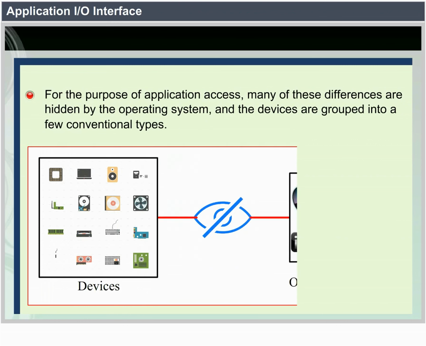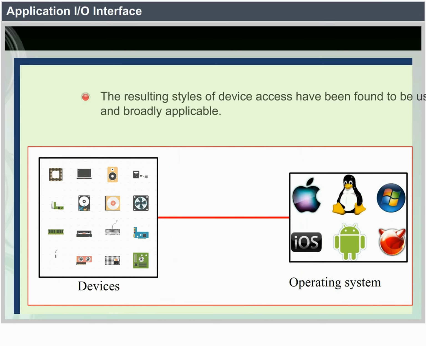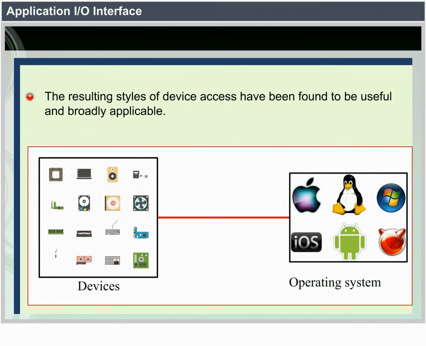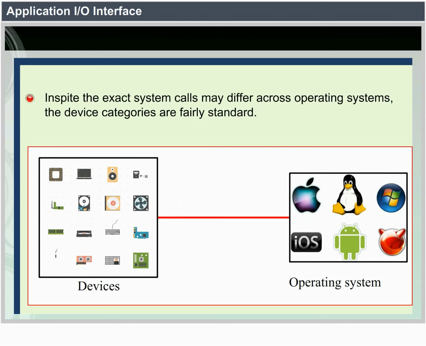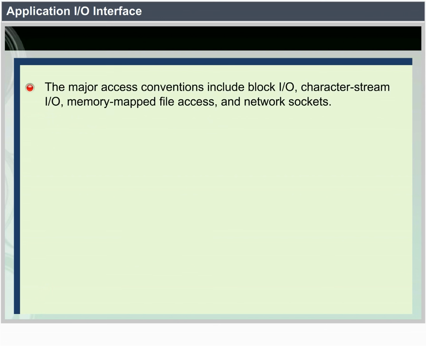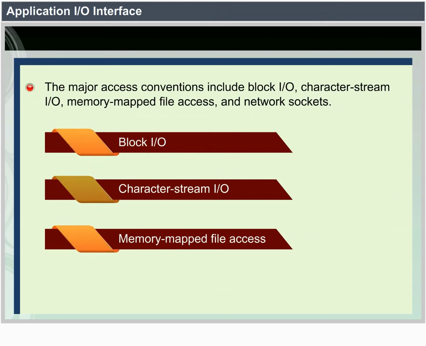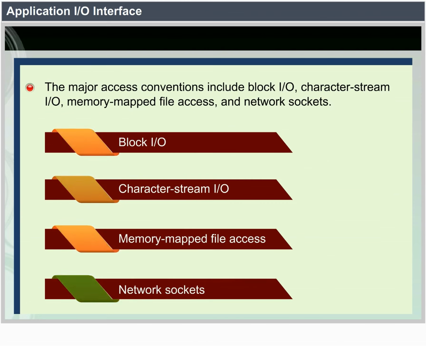For the purpose of application access, many of these differences are hidden by the operating system and the devices are grouped into a few conventional types. The resulting styles of device access have been found to be useful and broadly applicable. Although the exact system calls may differ across operating systems, the device categories are fairly standard. The major access conventions include block input-output, character stream input-output, memory map file access, and network sockets.